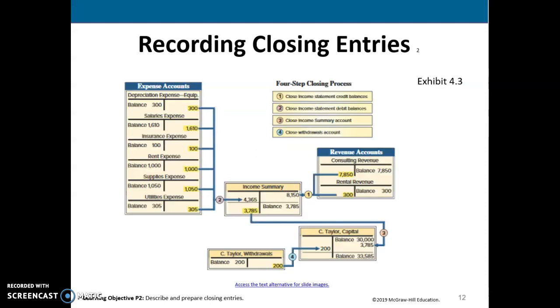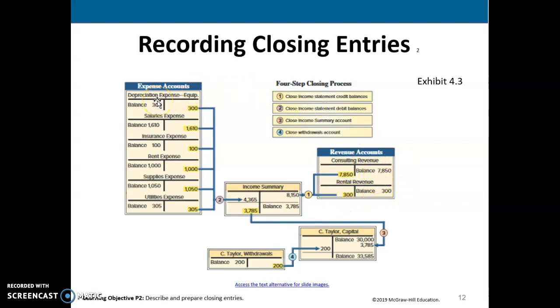All right, so here's an example of the process. Here are the expense accounts that they have. Here are the revenue accounts. They have a withdrawal and a capital balance. So we're first closing our income statement accounts, starting with the revenue. It says to close income statement credit balances, which is the revenue account. So we're closing revenue first. You can see that it had a balance of $78.50. We're debiting $78.50, and that's going to let us close out that balance. For rental revenue, we had a balance of $300. We're debiting $300, and that's going to close out that balance. So revenue is now going to be 0.